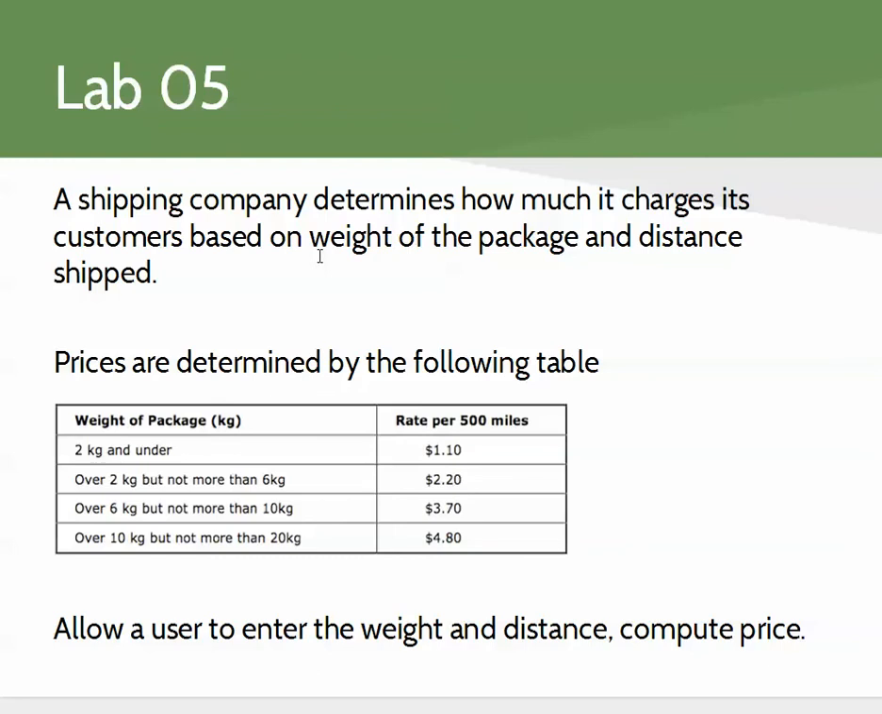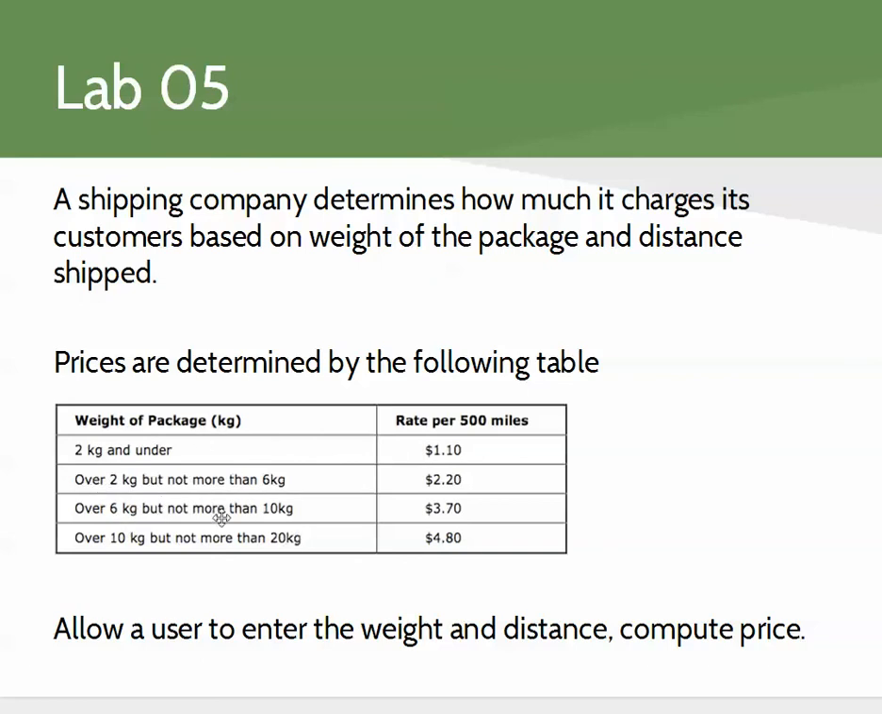So for the lab for this set of modules, Lab 5, we're going to write a program that looks at how much money it would cost to ship something across a distance. Imagine a shipping company determines how much it charges customers based on the weight of a package and a distance shipped. The prices are determined by the following table. 2 kilograms and under is going to be one weight class, and then we've got 2 to 6, 6 to 10, and 10 to 20.